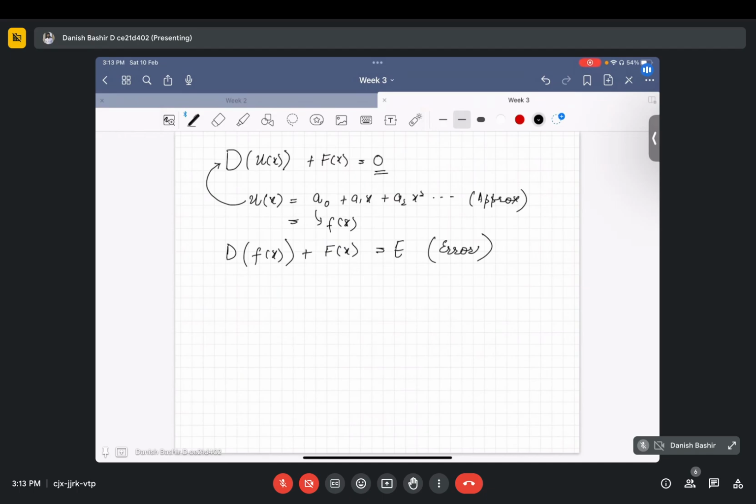Now, in the variational method, what we do is that we take advantage of the variation of a function that is introduced in this approximate solution. So today we are starting with the variational method.